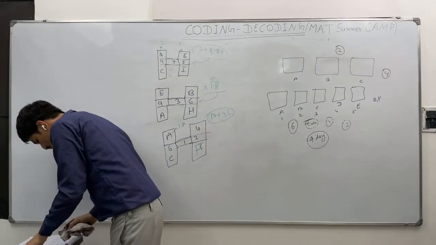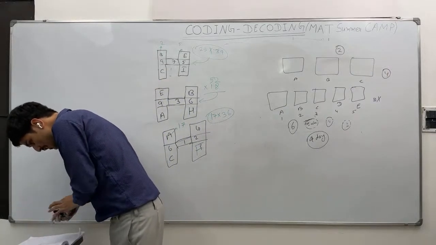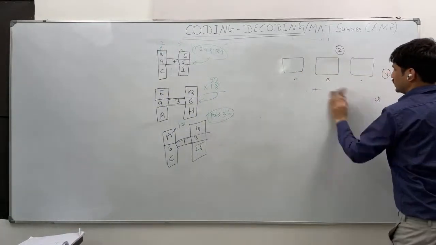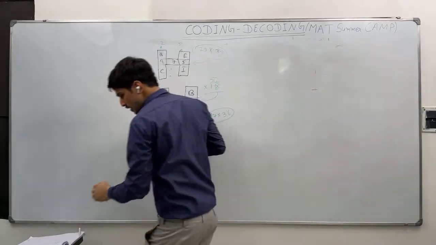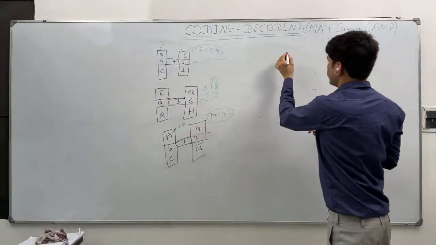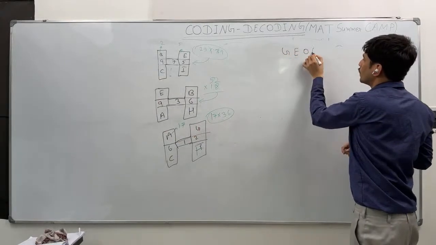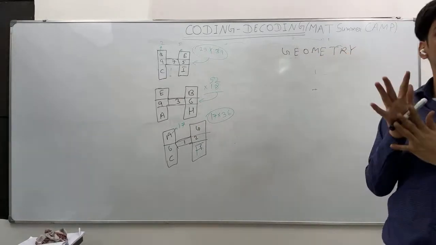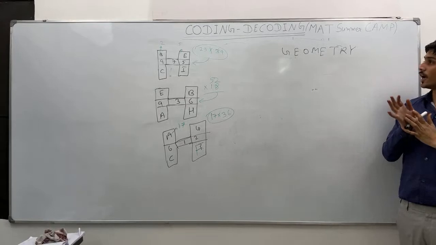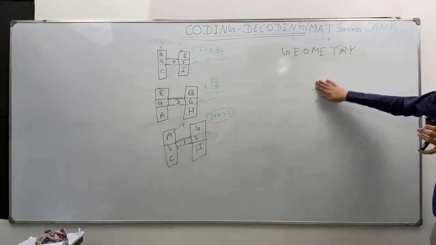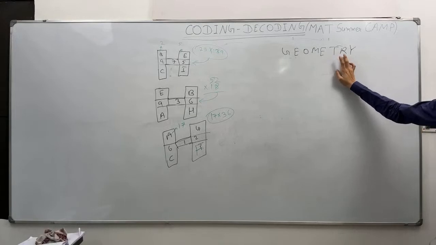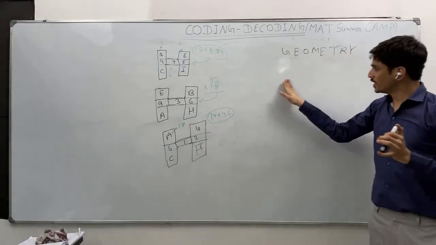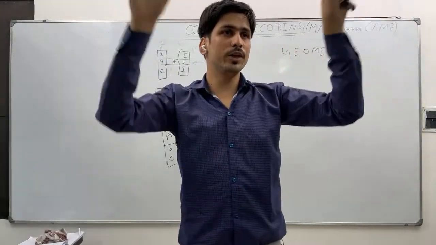Okay, we'll end our session with one more last puzzle. Let's say you have the word GEOMETRY, and hopefully all of you know the rank of each letter: G, E 5, O 15, right? M 13, E, T 20, R 18, and Y 25. Now what I have done is, corresponding to each letter, I have written its rank.